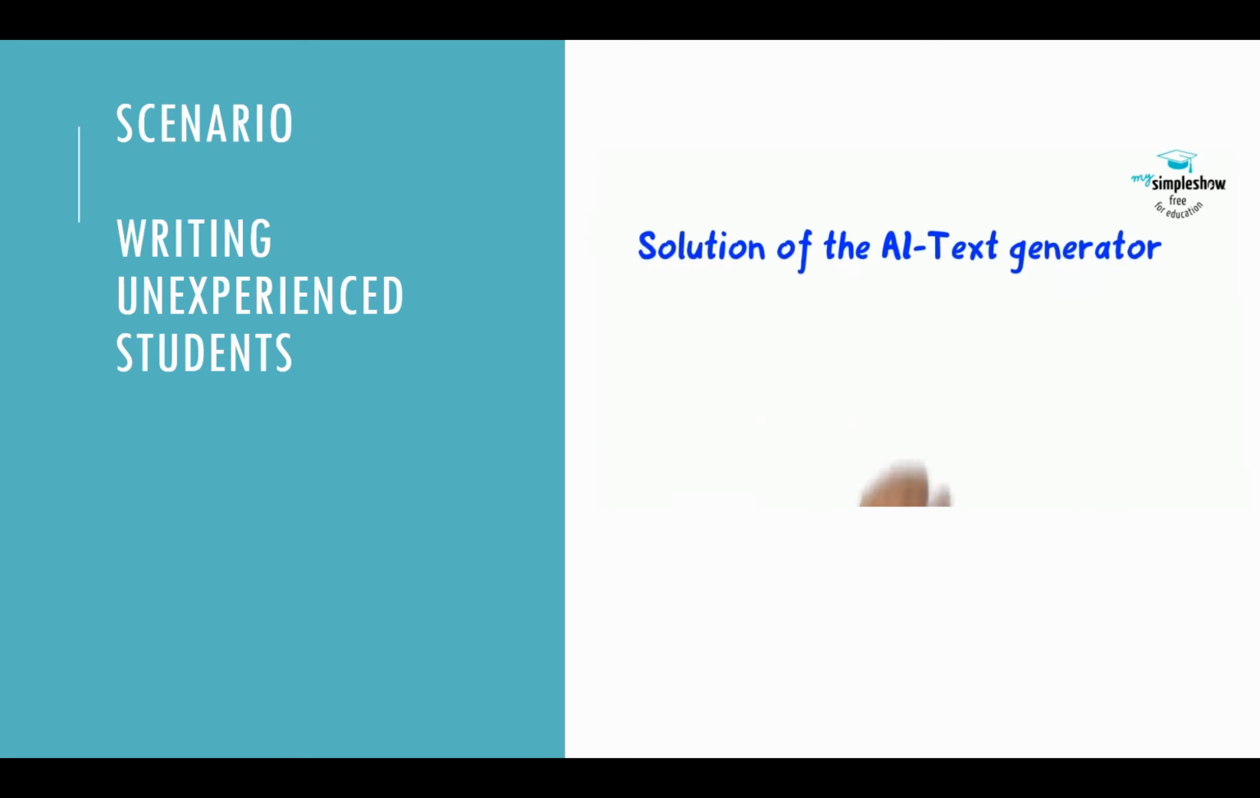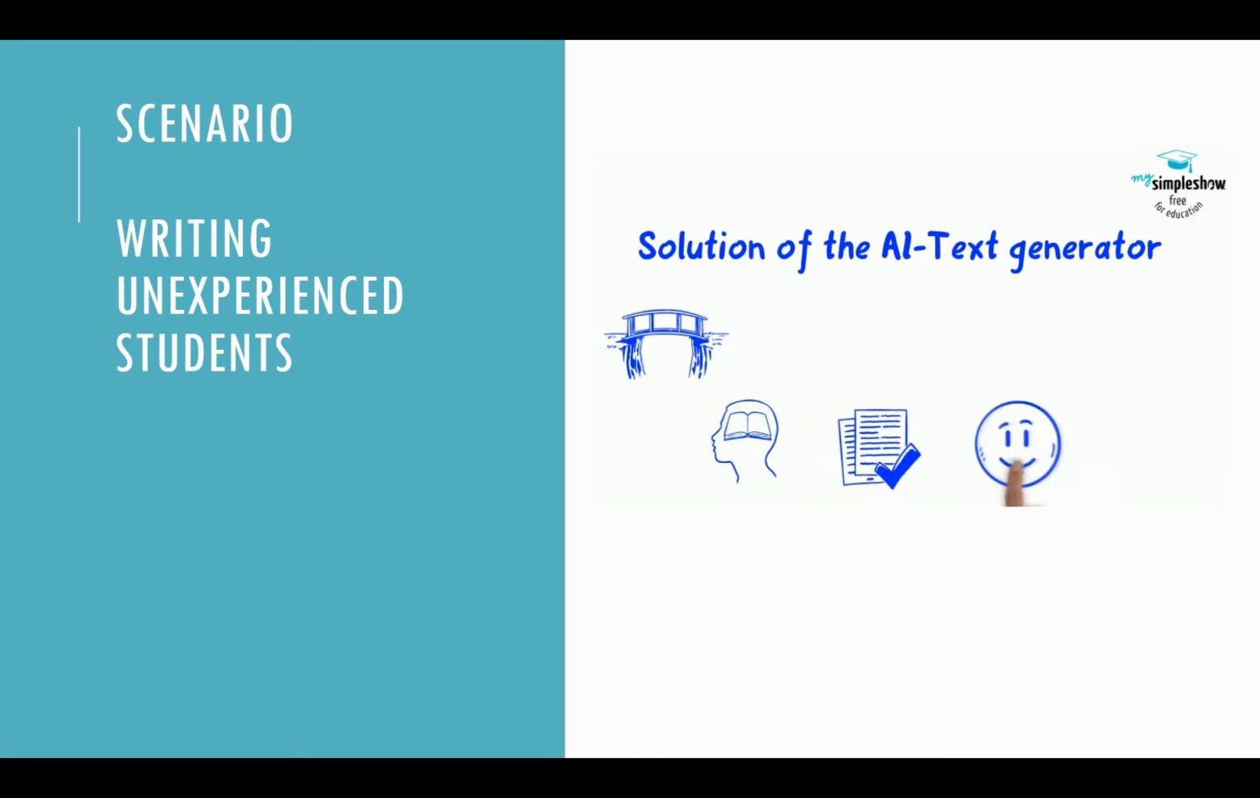Solution of the AI text generator. First, overcoming uncertainty. Second, developing an understanding of poor formulations and illogical argumentation chains. Third, developing an understanding of well-written scientific texts. Fourth, emergence of motivation and interest in scientific work. Fifth, writing a good scientific introduction.